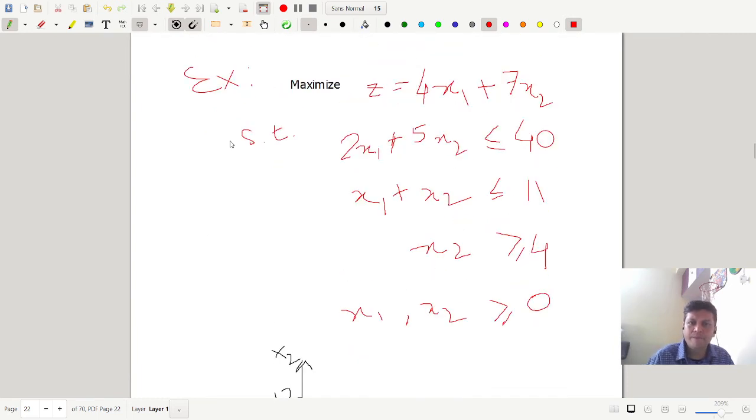Let's have a problem on graphical solution. I will show you the graphical solution only. Suppose you have to maximize z equal to 4x1 plus 7x2, subject to 2x1 plus 5x2 less than or equal to 40, and x1 plus x2 less than or equal to 11. These are the constraints, and x2 greater than or equal to 4.